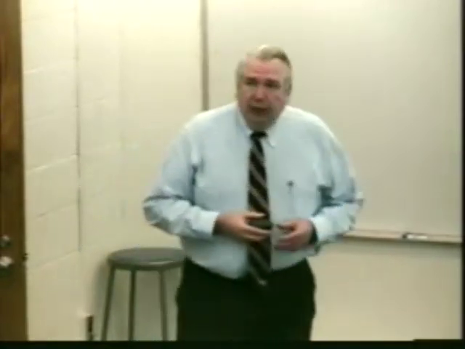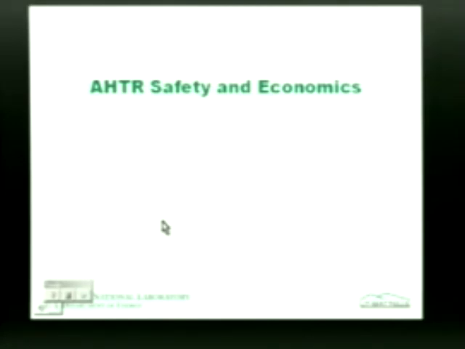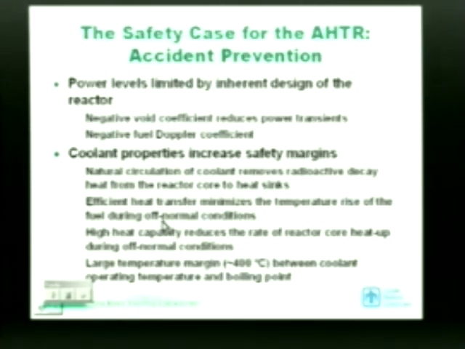With that, I'd like to now discuss a couple of other issues that are important for any type of nuclear reactor, and that is safety and economics. The safety case for the AHTGR, and I'm going to describe two issues here. First, accident prevention, and then accident control. Power levels are limited by the inherent design of the reactor. It has a negative void coefficient and a negative Doppler coefficient. Secondly, coolant properties increase the safety margins.